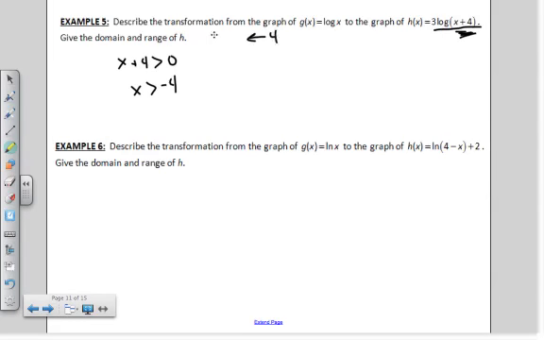And look at the coefficient of this. It's going to make the y values steeper, because we have a coefficient of 3. So the y values are steeper by a factor of 3.